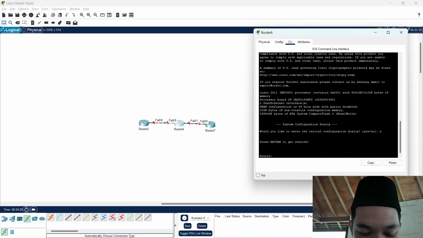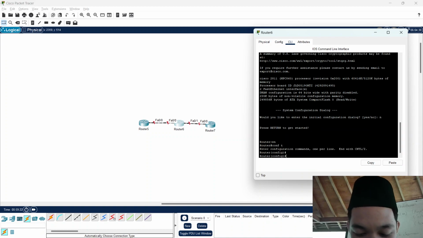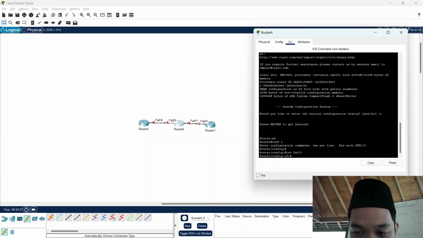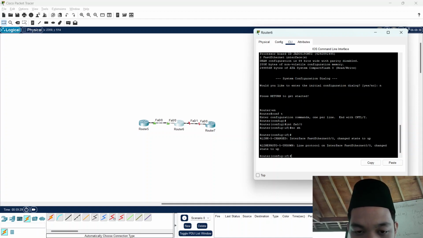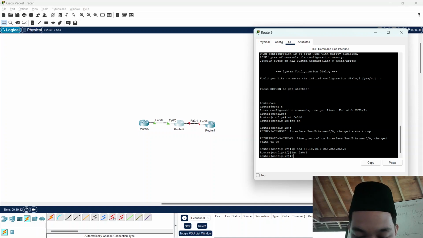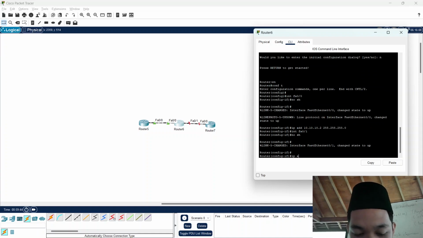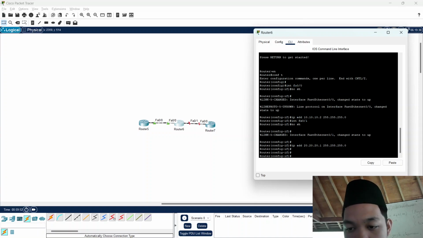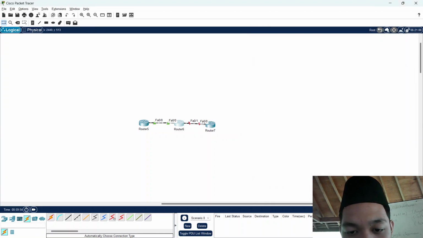And then no, enable, configure terminal, interface FA 0/0, no shutdown, and then IP address 10.10.10.2, 255.255.255.0, and then interface FA 0/1, no shutdown, and then IP address 20.20.20.1, 255.255.255.0. Then you close router 2, and then you open router 3.